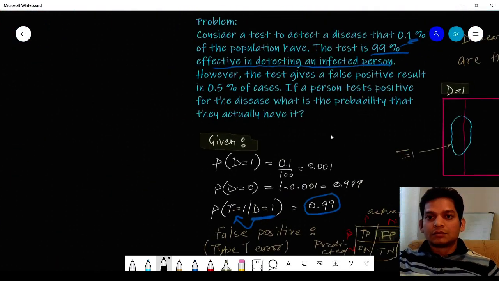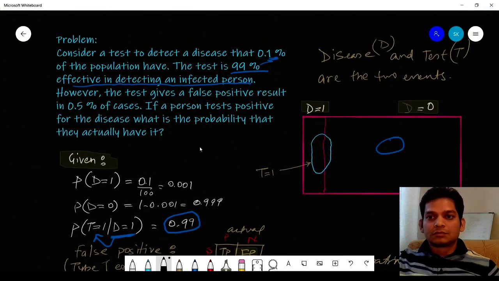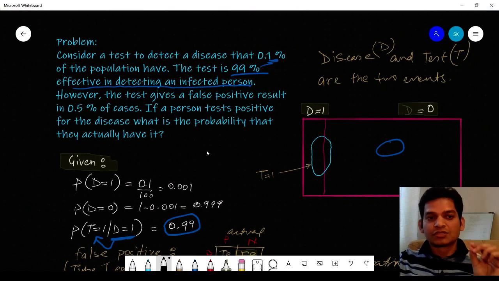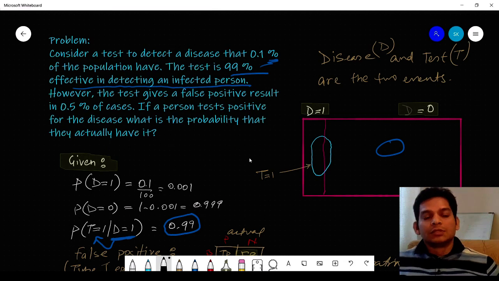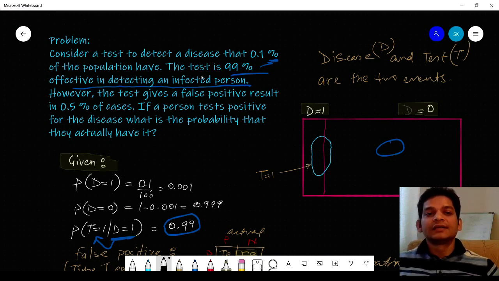Now, let's read this. Just pause the video for a few seconds and read for yourself what's happening in this problem. Consider a test to detect a disease that 0.1% of the population have. The test is 99% effective in detecting an infected person. However, the test gives a false positive result in 0.5% of the cases. If a person's test is positive for the disease, what is the probability that they actually have it?